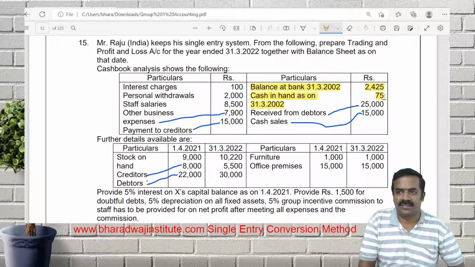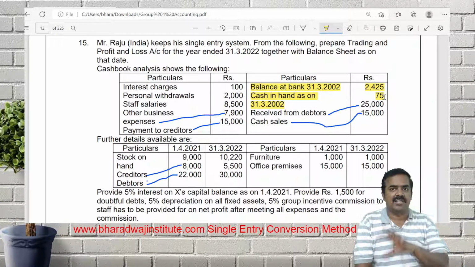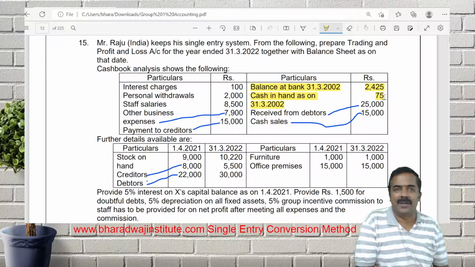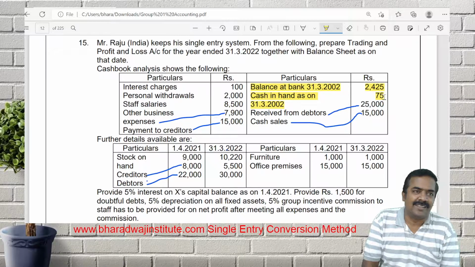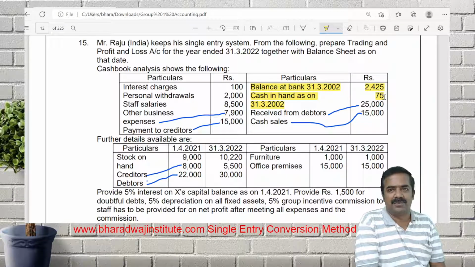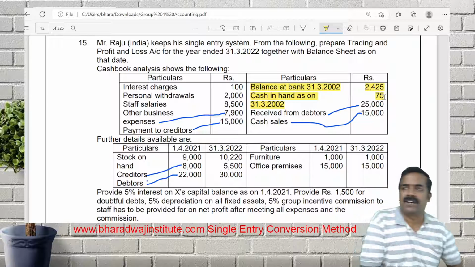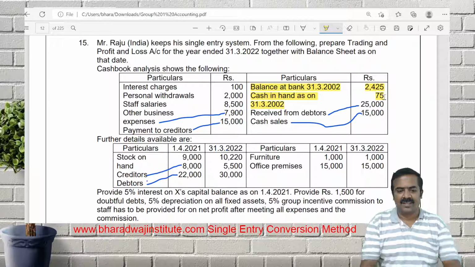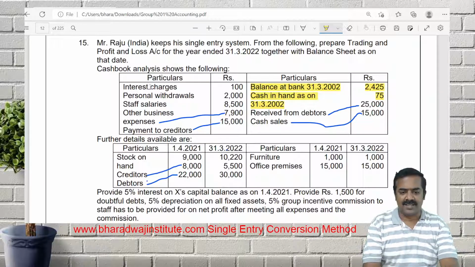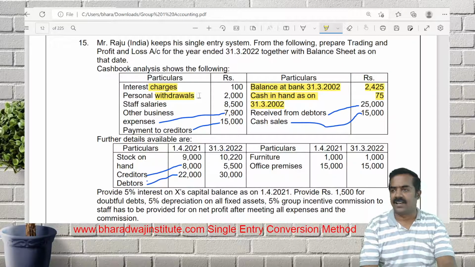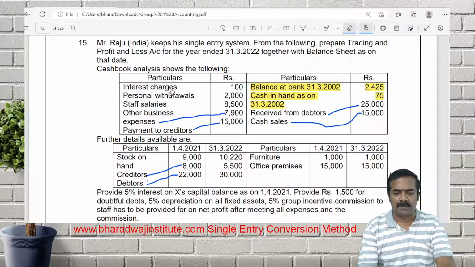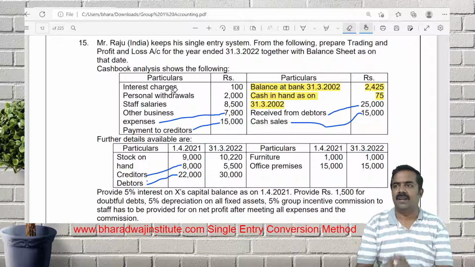First you have to analyze that. Whenever they give you details about cash balance and bank balance, you should think about the possibility of preparing a separate cash and bank account. Is it possible in this problem? Look at interest charges. Is it paid in cash or check? We do not know. Withdrawals. Is it in cash or check? We do not know. Staff salaries and other business expenses. We are not given receipts and payments, cash and bank separately.